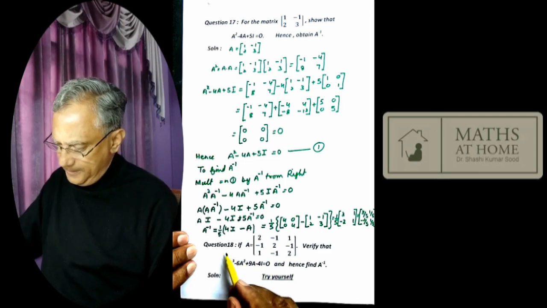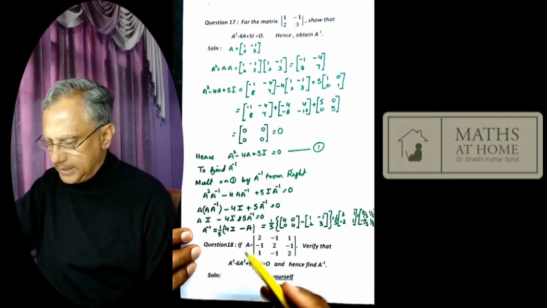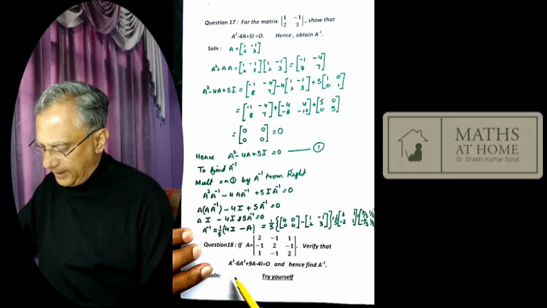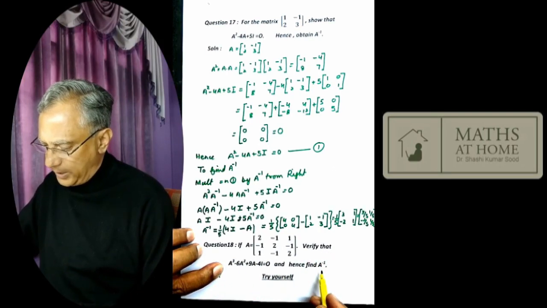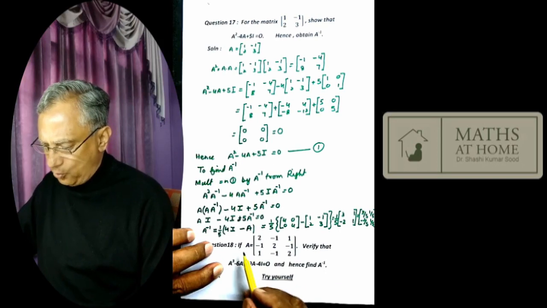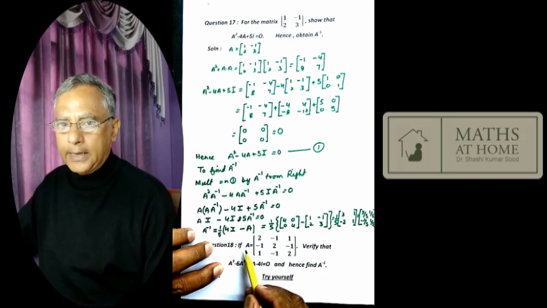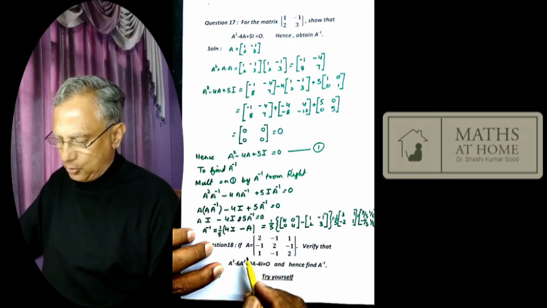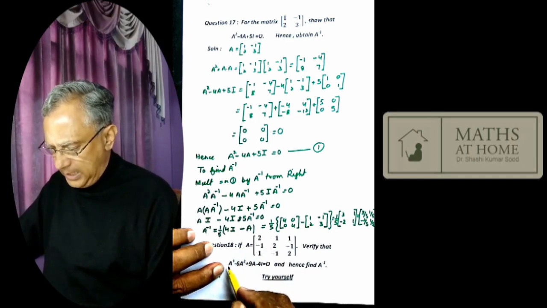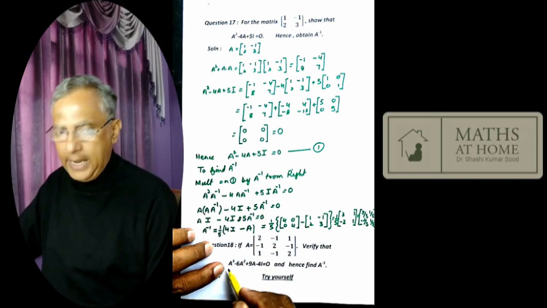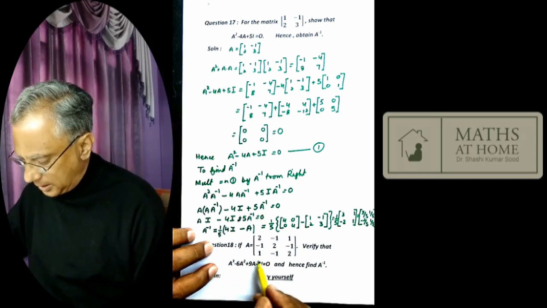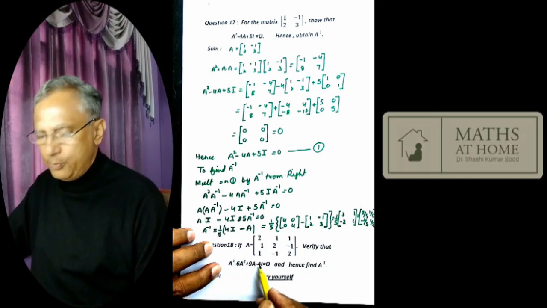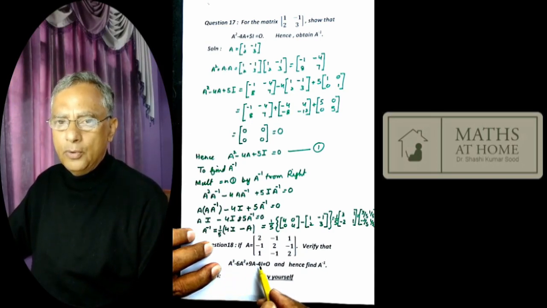Now this question, this is similar to this. If A is equal to this, verify that this is equal to 0 and hence find A inverse. First what we do is we find A square. We multiply A with A and get A square. Then multiply A square with A to get A cube. Substitute in the left hand side of this equation and verify that it comes out to be 0.